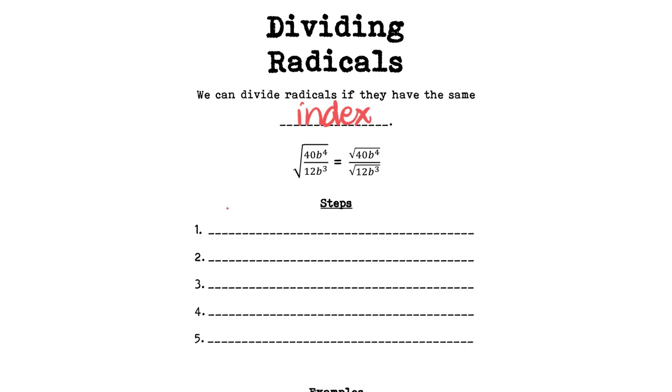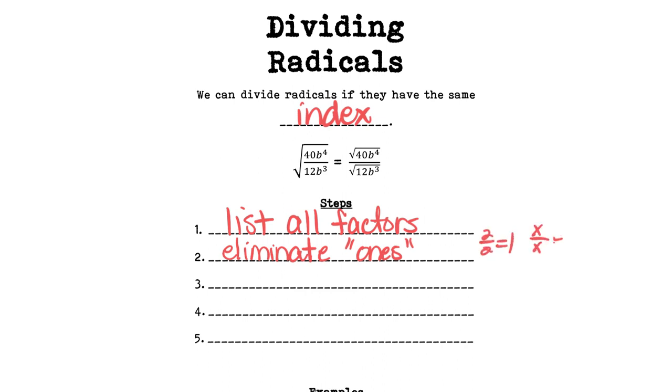So first of all, we always list all our factors. Then after that, we eliminate ones. What I mean by that is like 2 over 2 would be a 1, just like x over x would be a 1. So we would eliminate by simplifying essentially. Then after that, we circle our index groups. Back to pulling out the perfect roots.